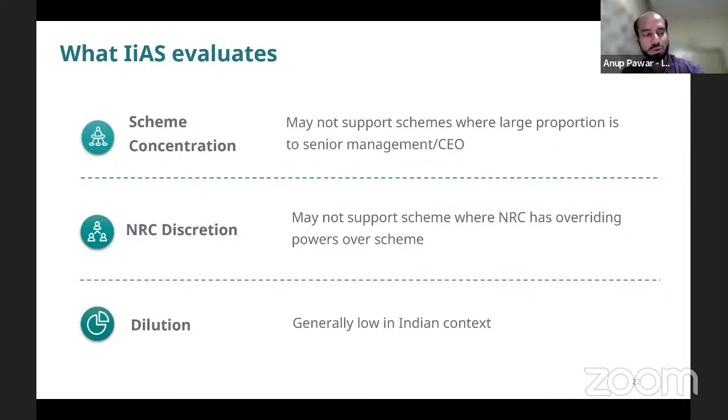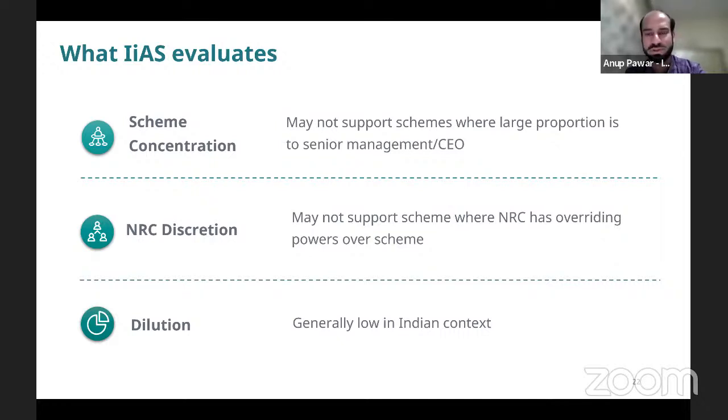And when it comes to dilution, a lot of corporates ask us this question: what kind of dilution level are you okay with? When ESOPs are issued, obviously the remaining shareholders get diluted. So what are you okay with? Honestly, we don't see this as too much of a problem in the Indian context. That's because India is largely promoter driven. So promoters don't want to dilute themselves to a huge extent.